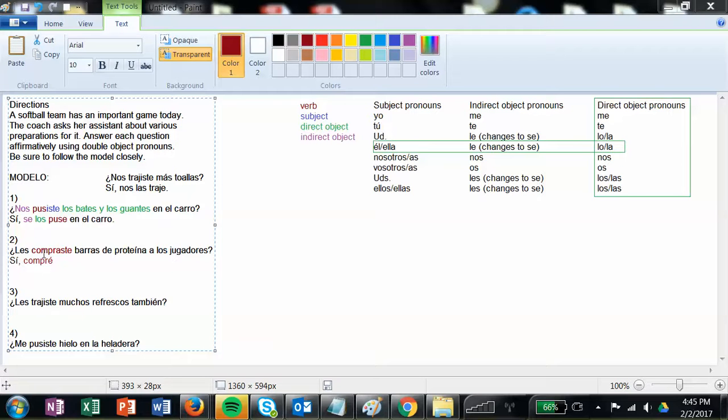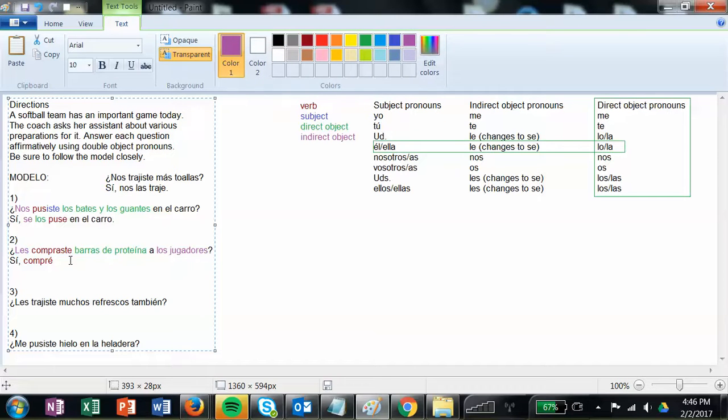So here it's saying, did you buy, so we got to ask ourselves what. So it's asking, did you buy what? Barras de proteína, that's going to be your direct object. That's the what. And barras is feminine, so it's going to be las. For whom did you buy it? Los jugadores. And they already went ahead and wrote it in for you, so this part's been done for you.